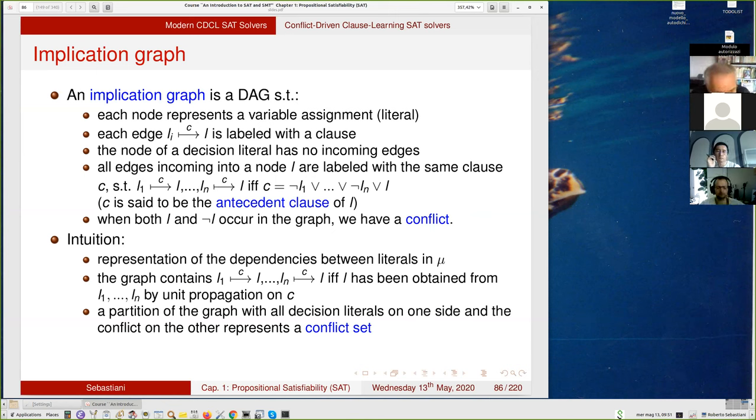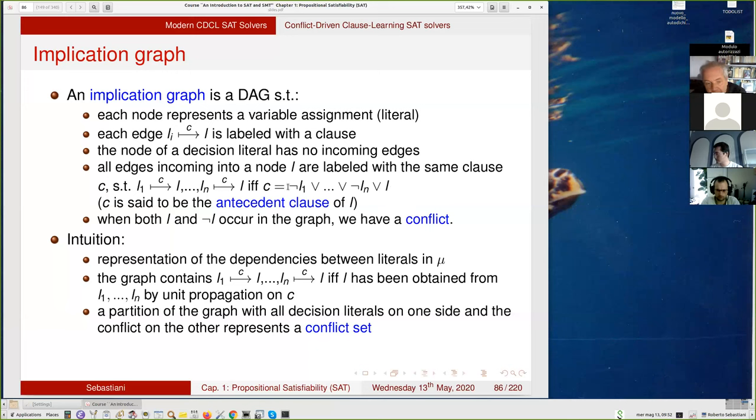And all edges incoming into a node L, okay, so if it's a decision, it has no incoming arcs. If it was not a decision, so it was unipropagated, all the edges incoming into the node L are labeled with the same clause, and is the clause which caused the unipropagation of that literal. So for instance, if L has an incoming edge from L1, L2, L3, and Ln, all those incoming edges are labeled with the clause which caused the implication. And the clause will be, of course, given by L and the negation of the other literals.